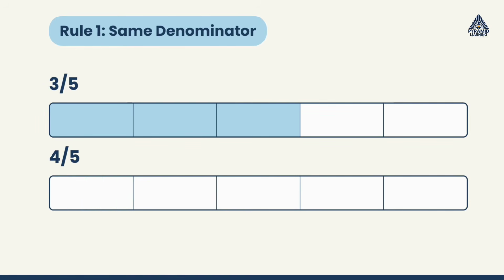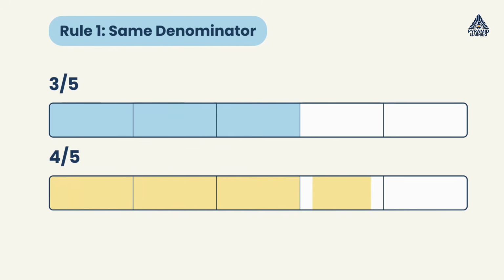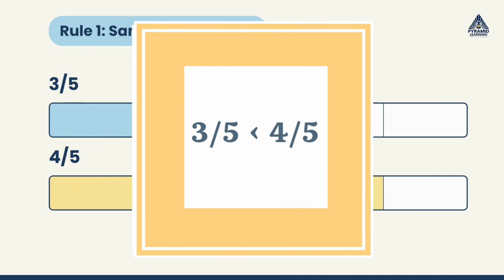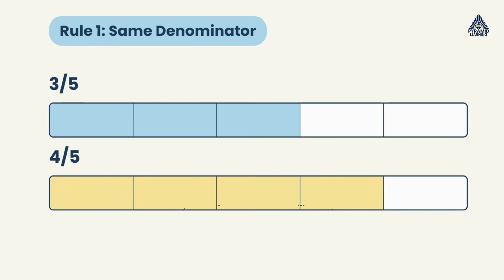Take a moment to look at both bars. 4 parts is more than 3 parts, so 4/5 is greater than 3/5. Same denominator, just compare the numerators.